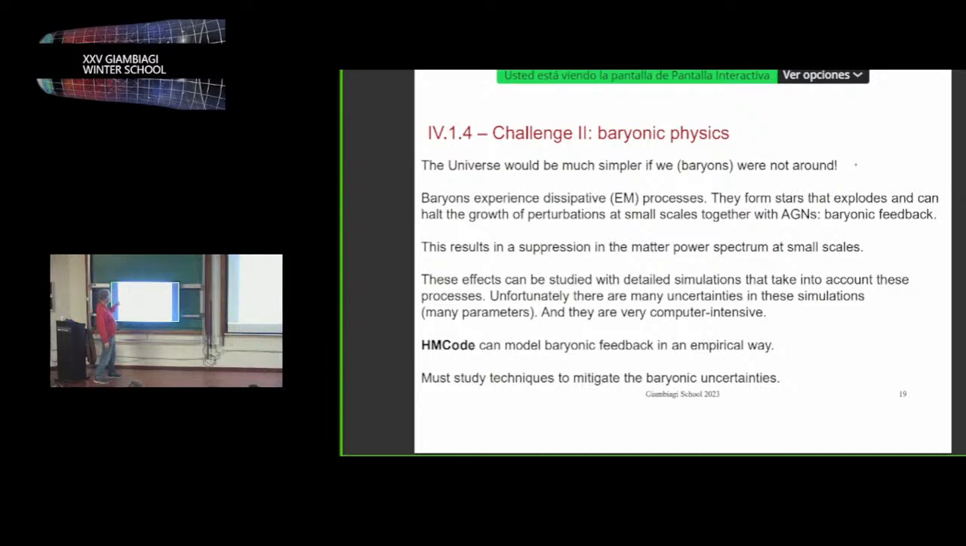So what happens is that if you go to scales where you have supernovas and AGNs, you have suppression in the matter power spectrum. How to study this? This is really complicated and you need simulations. Someone asked about simulations that take into account this fluid dynamics. These simulations are very, very computing intensive, but they have been done.